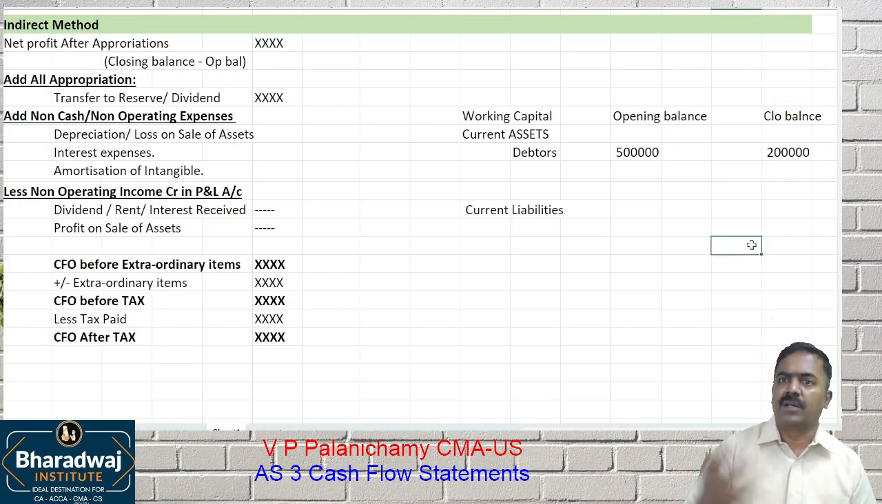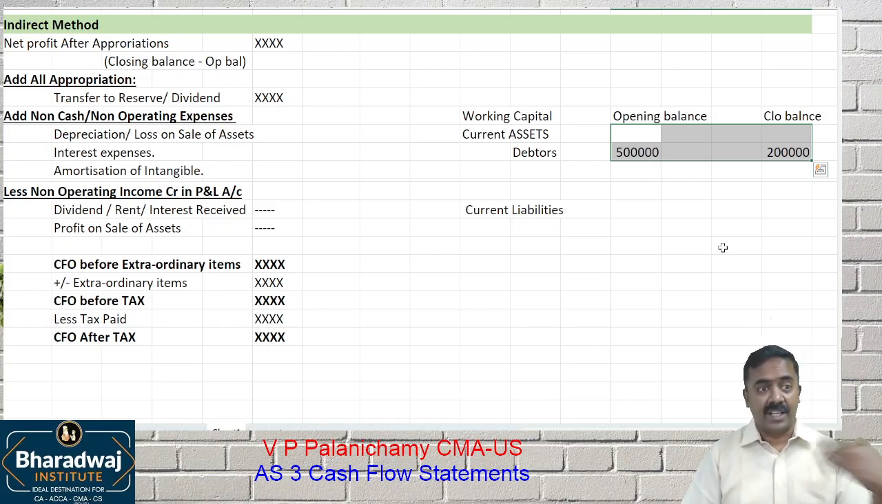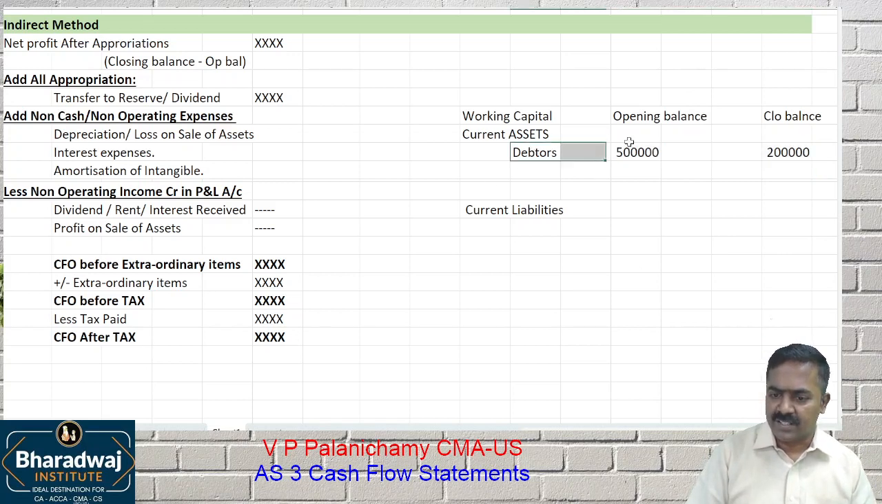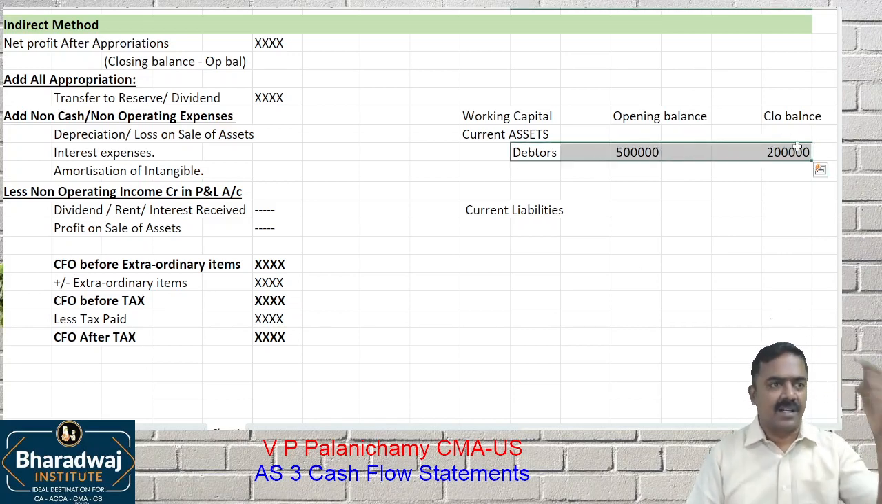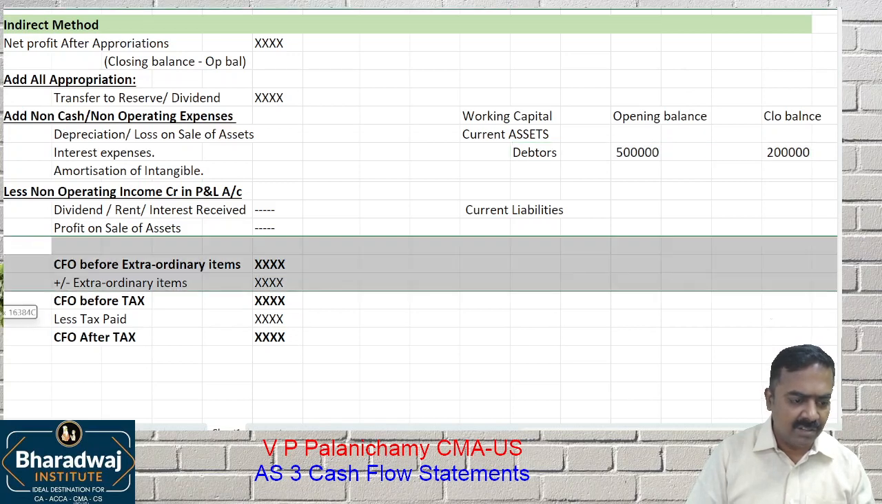Would it have come in or gone out? Debtors balance, if it reduces, what is the meaning? We collected cash or paid cash? We collected cash from our customers. So when there is a reduction in current asset, cash comes in or goes out? Cash comes in. That will be adjusted here.